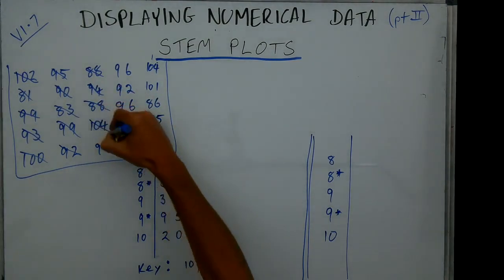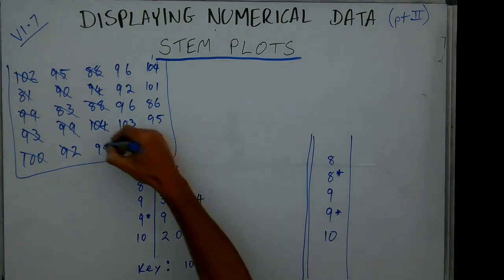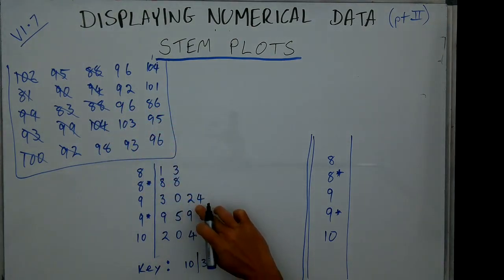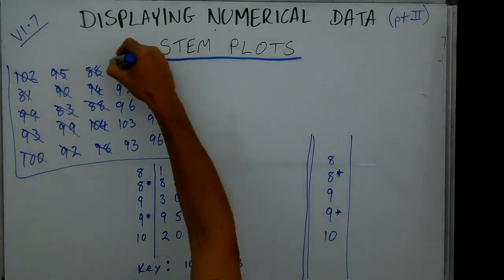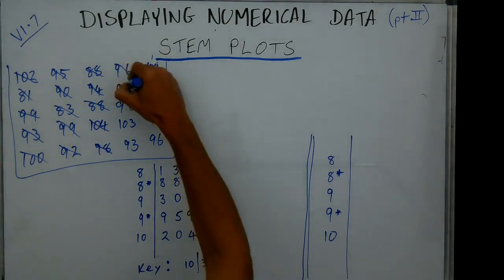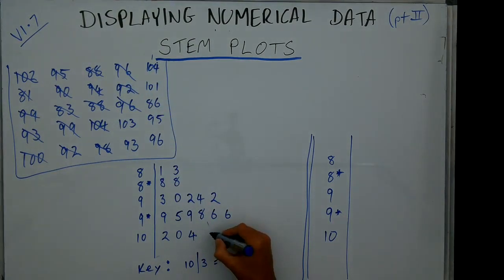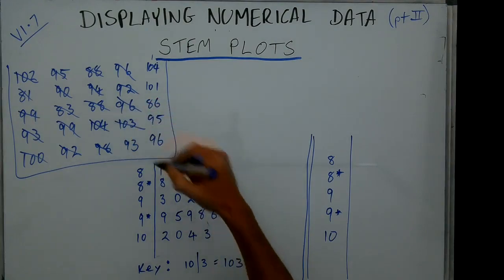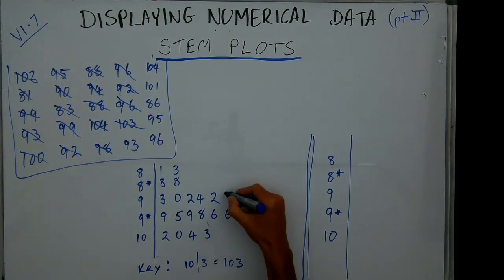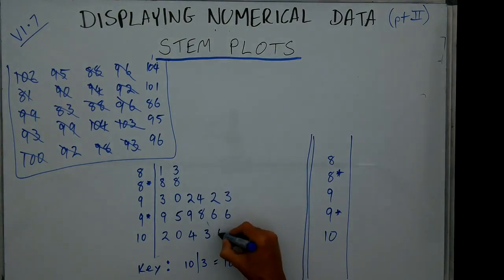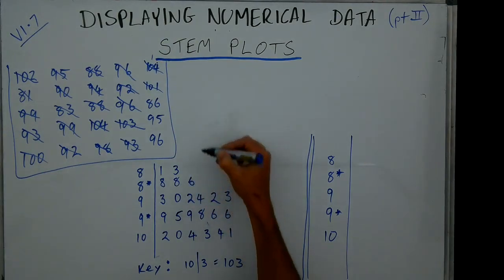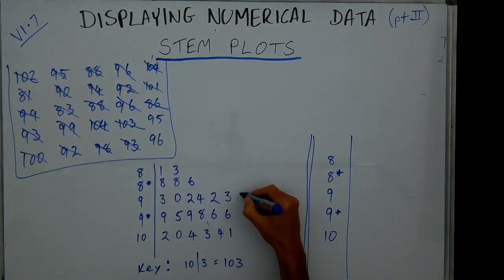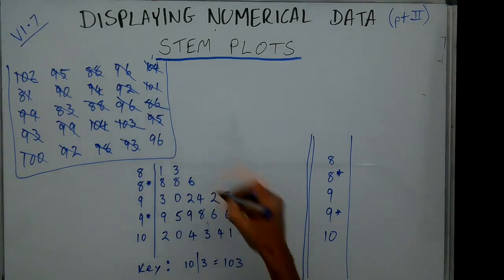104. 96. Whoops. 8. Get it right. Yeah, it's easy to make mistakes. Then we've got a 96. 2. 96. 93. 93 in that group. 4. 1. 6. 5 is in that group. 96.